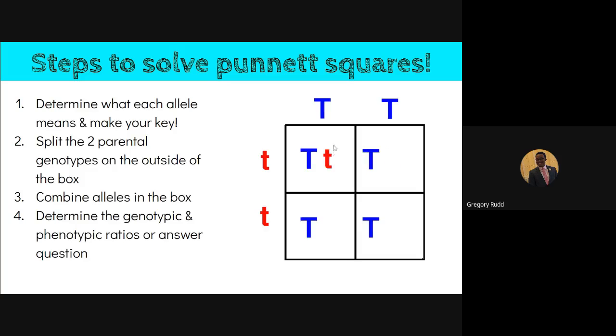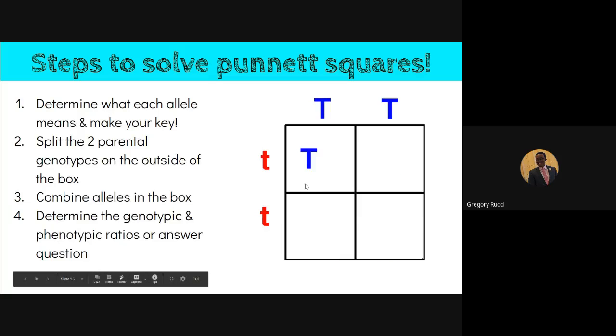Once you've done that, you can start to do the actual cross, meaning that you start to combine the alleles. As we look at this animation on the screen right now, we can see that the T's from the top genotype get dropped down into each of the boxes. And the lowercase red t's from the left, homozygous recessive genotype, move over into each of the boxes.